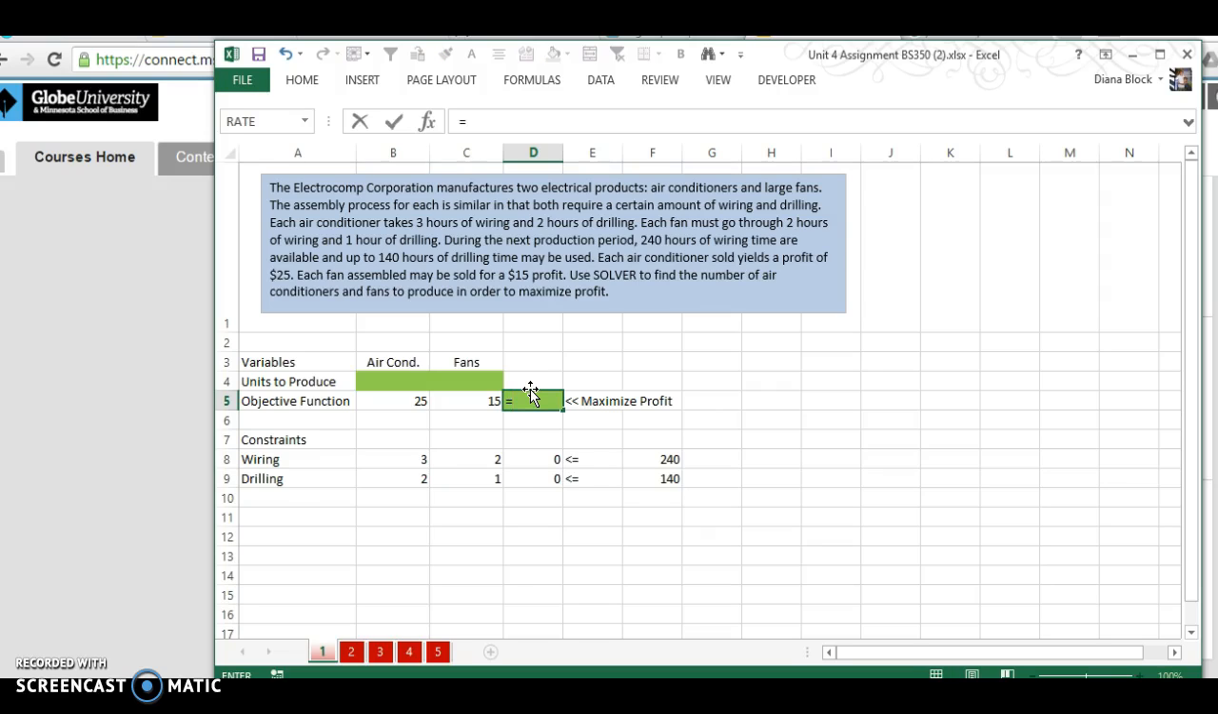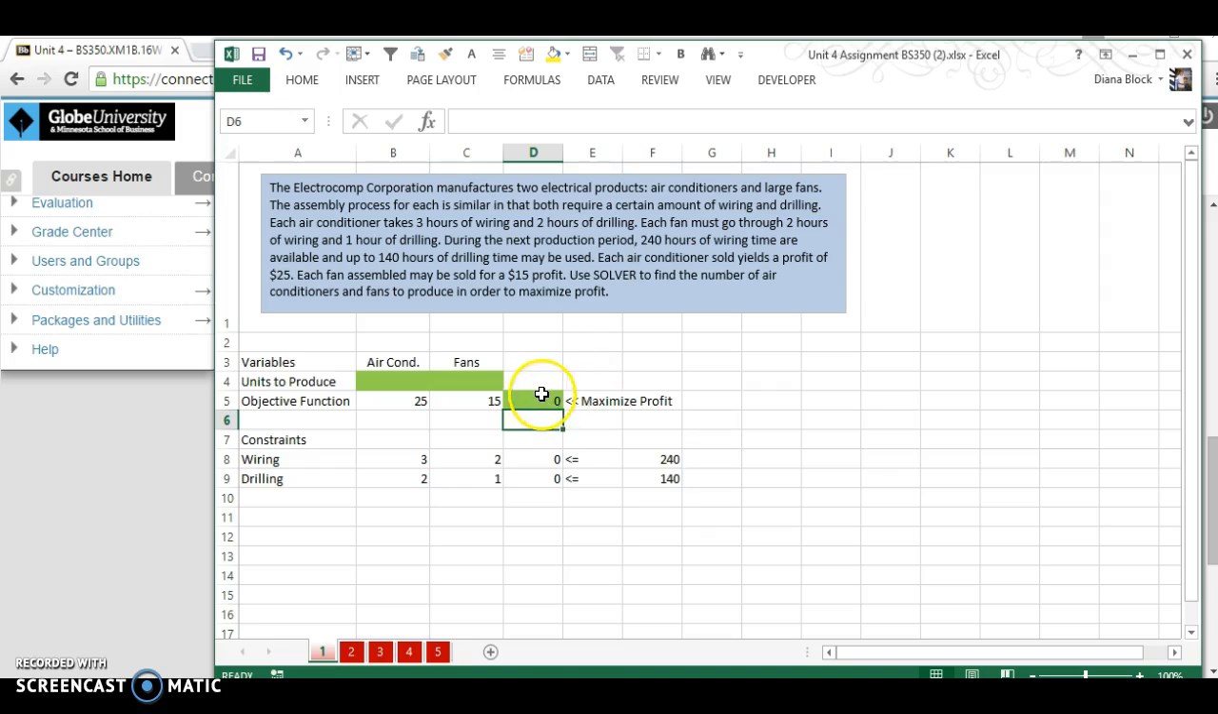We also need to put in our profit here. Since each fan has $15 profit and each air conditioner has $25 profit, we'll need to multiply those amounts times the number of units we're going to produce so that we can calculate our total profit, which is the number that we're going to maximize.